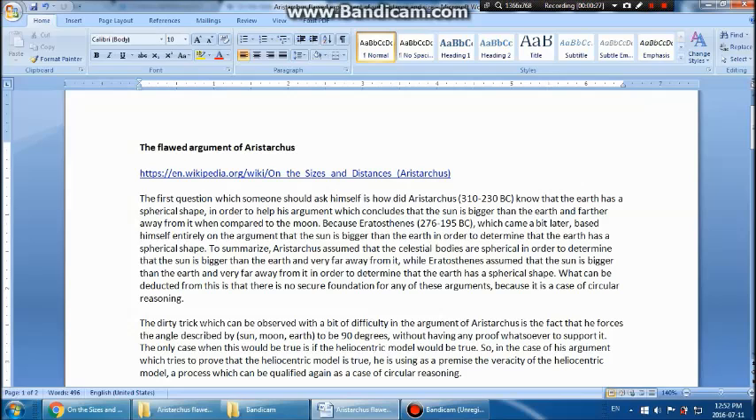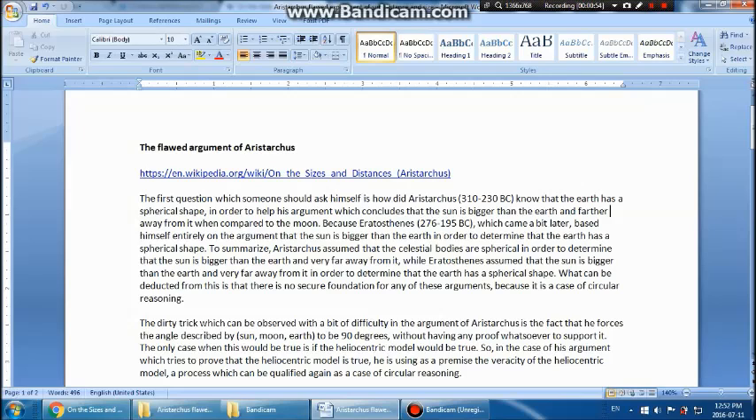So the first question which someone should ask himself is, how did Aristarchus, who lived during this period of time, know that the Earth has a spherical shape, and the Earth and the other celestial bodies have a spherical shape, in order to help his argument, which concludes that the Sun is bigger than the Earth and farther away from it when compared to the Moon?